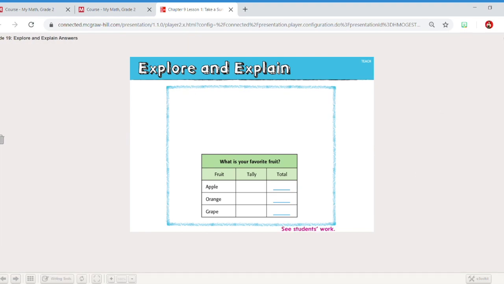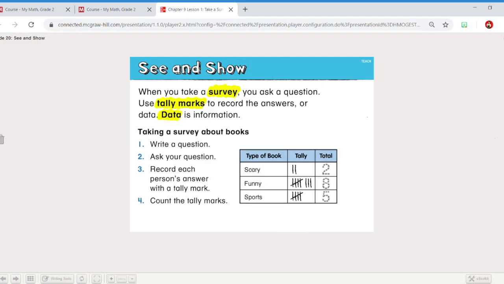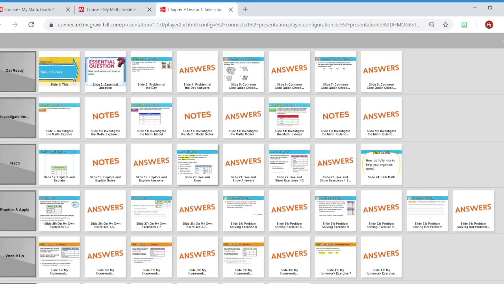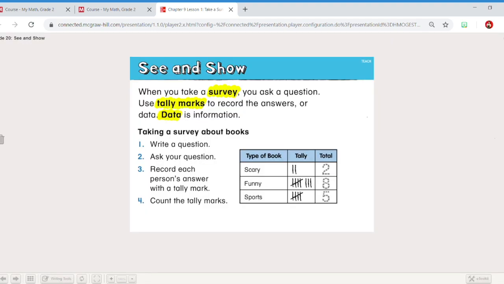Once you do that, we're going to go to the See and Show page of your math packets, where it tells you when you take a survey, you ask a question. So that's what we're saying. The survey is the question you're asking. You use tally marks to record your answer or data. Your answer is also known as data, and data is the information.